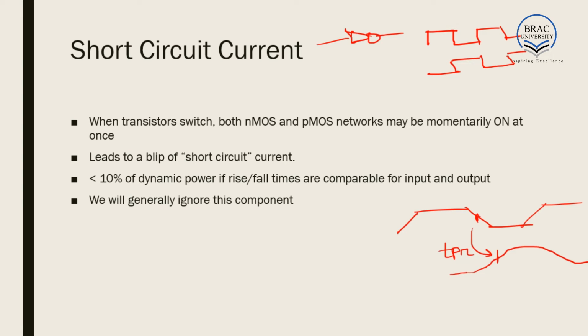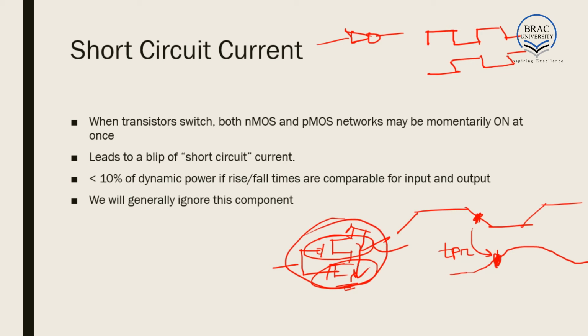Since there is a propagation delay, at one point, this is the circuit of the inverter. At one point in time, this PMOS will be on, and at this point this NMOS will also be on. So at one point of the circuit, both the PMOS and NMOS will be on, and at that point the current will directly flow from VDD to ground, and a large amount of current will flow. That current is called short circuit current.